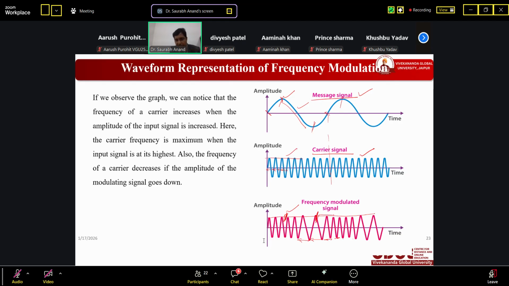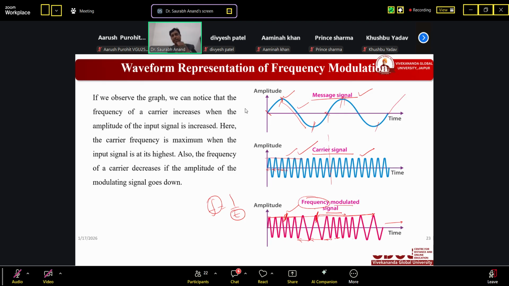And from this point to this point it is increasing, so you can see it is continuously decreasing the gap. Decreasing gap means the time is decreased, and if time is lower, the frequency is high. And again from this point to this point the frequency is decreased because time is increasing, and then it will again increase the frequency. So you can see that the amplitude remains constant while the frequency of the carrier wave is varied. This is the modulated signal.